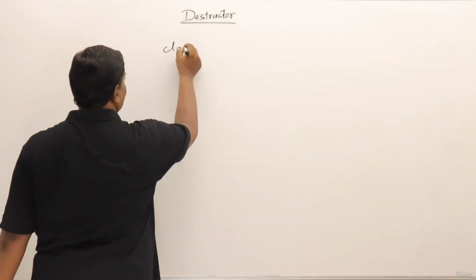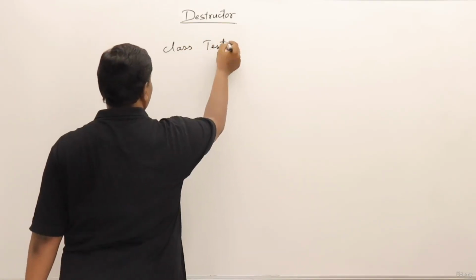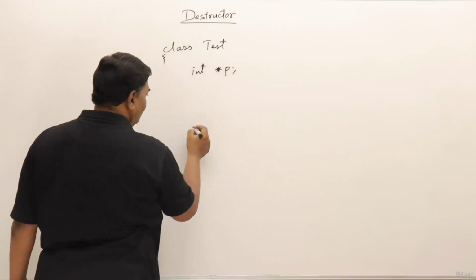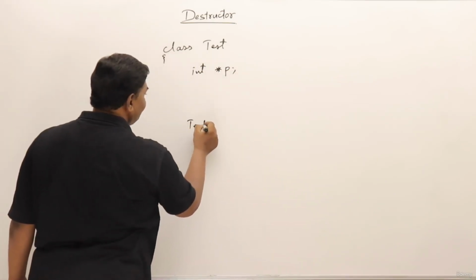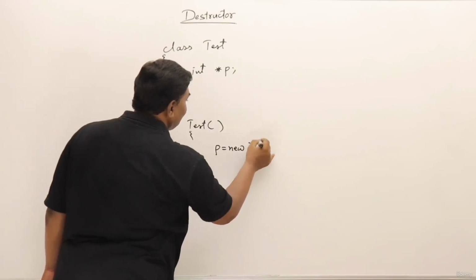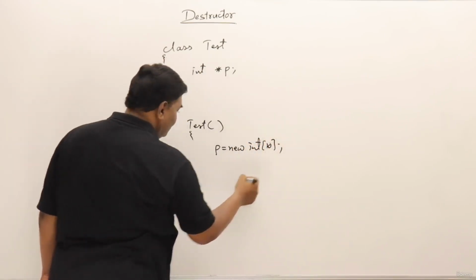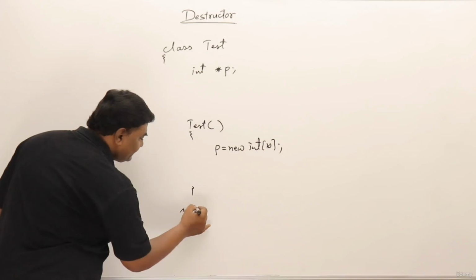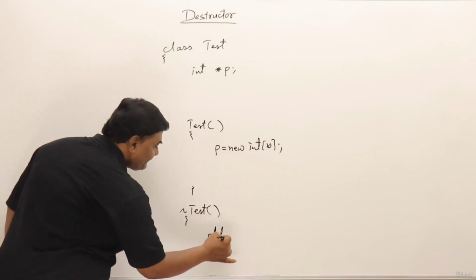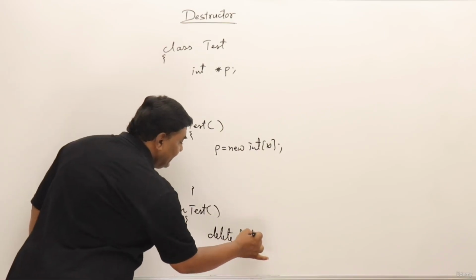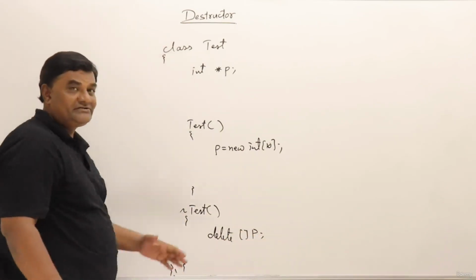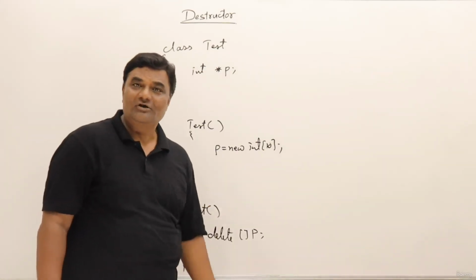Let us take an example class. Class name I am giving test only. Now here I have a pointer p. Now there is a function test, that is constructor, and this p is allocating some memory dynamically on the heap. Then inside a destructor I must delete this memory, otherwise this will cause memory leak problem, like memory is not released. Already I have discussed memory leak problem.